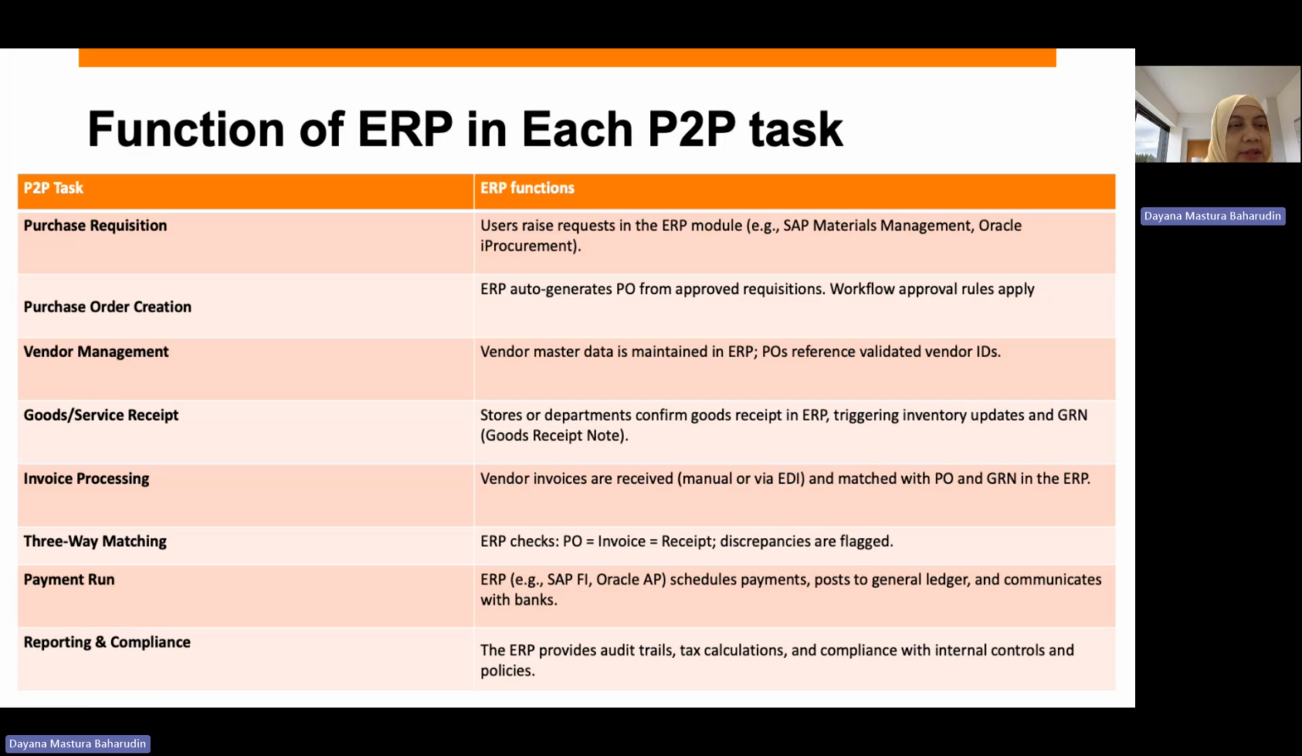And you have goods or service receipts, where stores or departments confirm goods receipt in the ERP, triggering inventory updates and the GRN, the goods receipt note.